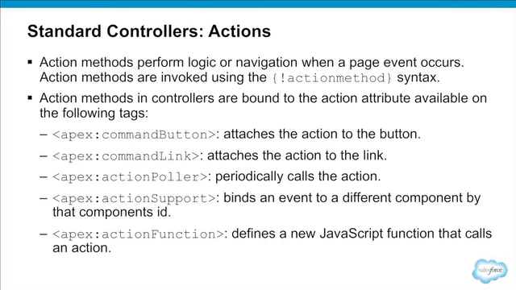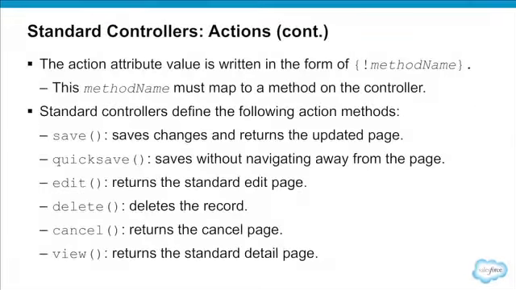You can also, there's an action attribute associated with the page tag. But a lot of these are either explicitly a user clicking on something, or you can actually implicitly call this via JavaScript. Here are those 6 standard actions associated with the standard controller. They're associated with CRUD type operations. We have save and quick save, view for simply viewing a record, delete, then we have cancel, and then edit for editing a record.